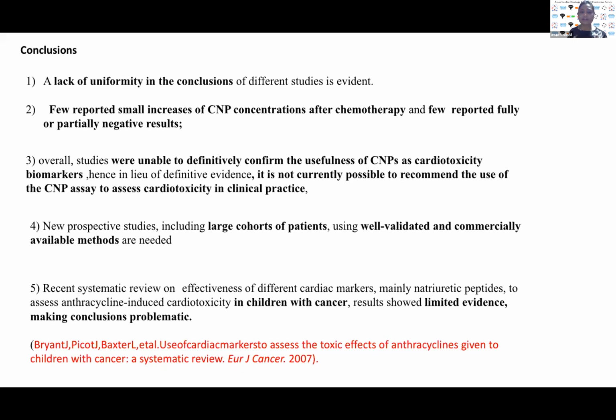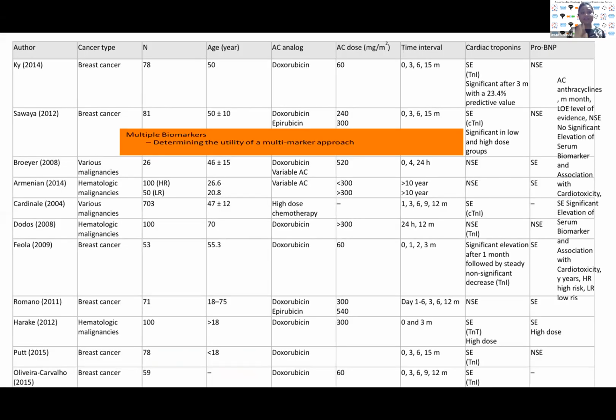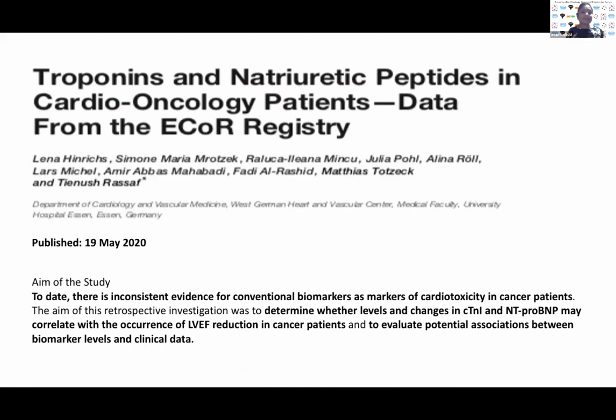So in the absence of definite evidence, it is not currently possible to recommend the use of natriuretic peptide assay to assess cardiotoxicity in clinical practice. New prospective studies, with large cohorts of patients and well-validated, commercially available methods, are needed. A recent systematic review of these markers for cardiotoxicity prediction in children with cancer showed limited evidence, making conclusions problematic. And these are various studies, again, determining the utility of a multiple marker approach. They used multiple markers. And this is the most recent study, published during the lockdown pandemic, 19 May 2020.